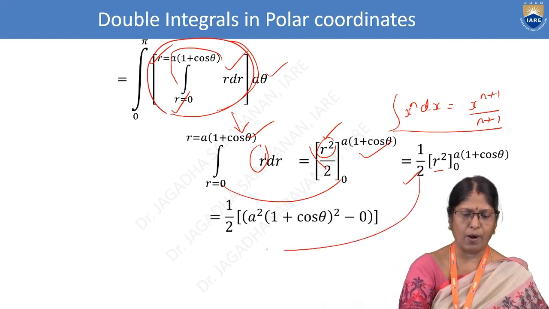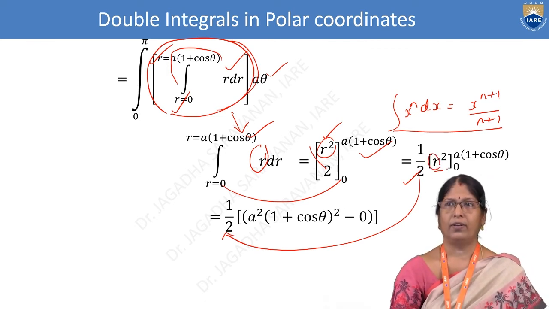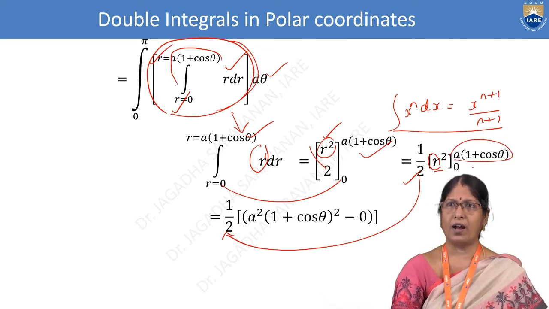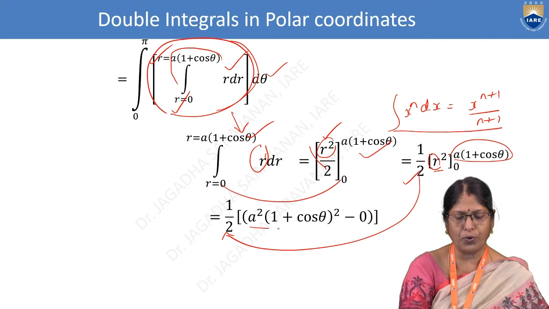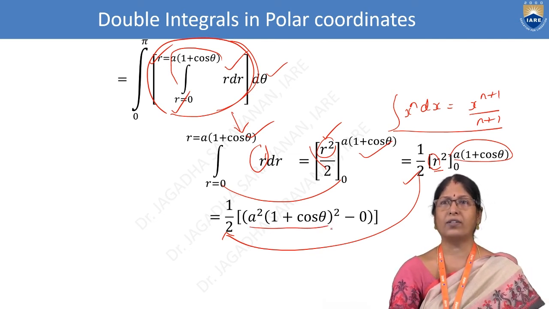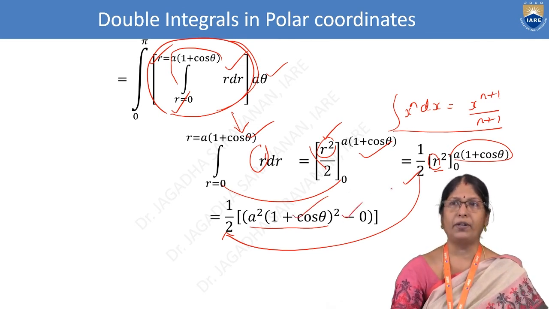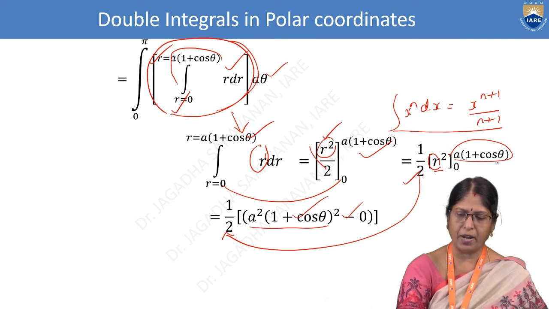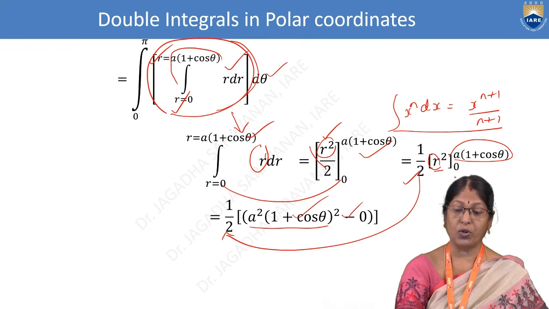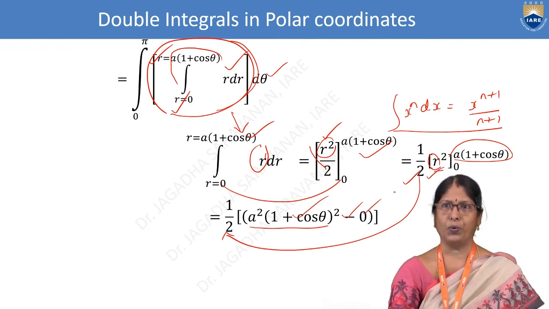Now this 1 by 2 is written as it is. In the place of r, we are going to substitute a of 1 plus cos theta. After substituting, we are getting here a square 1 plus cos theta the whole square. This is the upper limit formula, and in the place of r we substitute 0, and it has become 0.